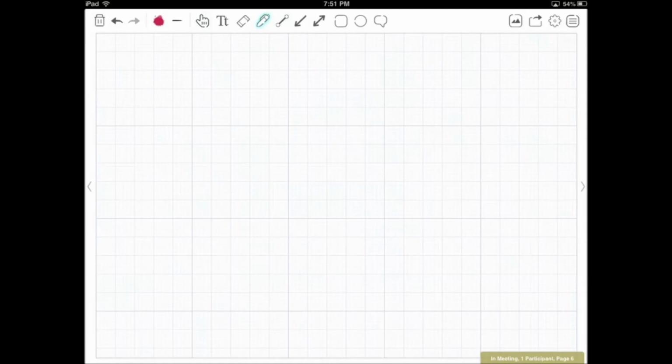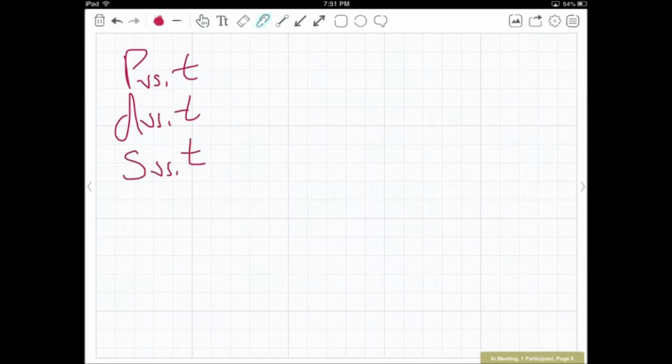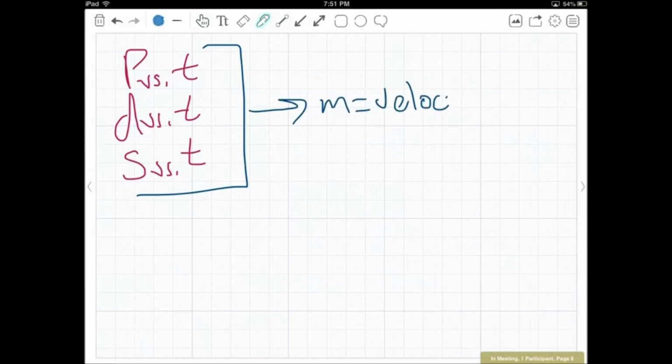Right, number 9. This is something I told you need to memorize. There's a multiple choice question just like this on your test. It says the slope of a position time graph, so P versus T. You can also see D versus T, distance versus time. And then lastly, you can see S versus T. That one's weird, but you do see it. This is all the same graph. Position versus time, distance versus time. The slope of the graph is equal to the object's velocity. Need to know that.